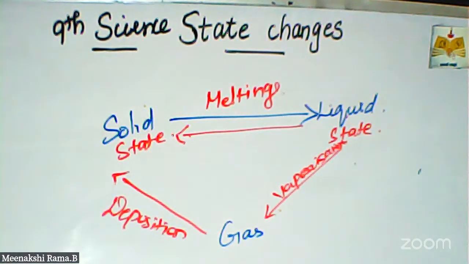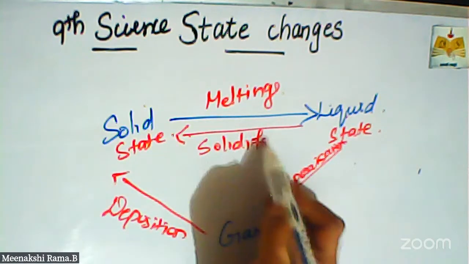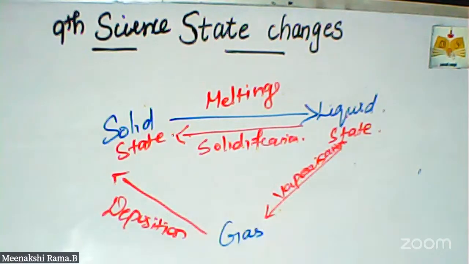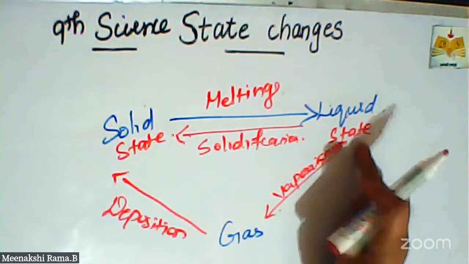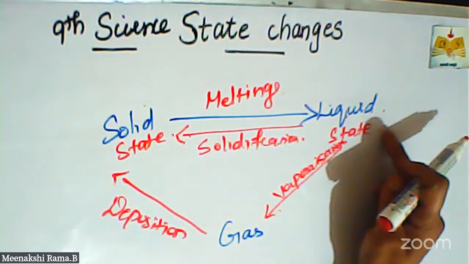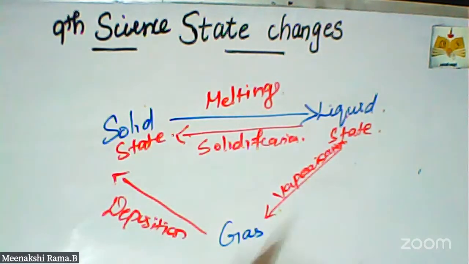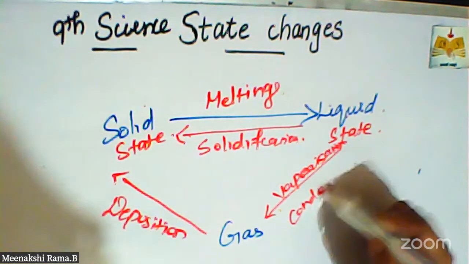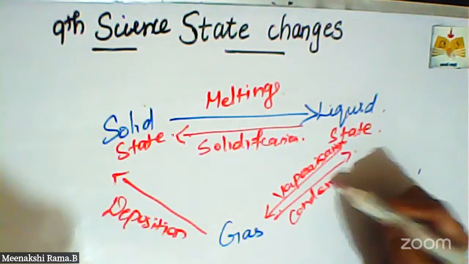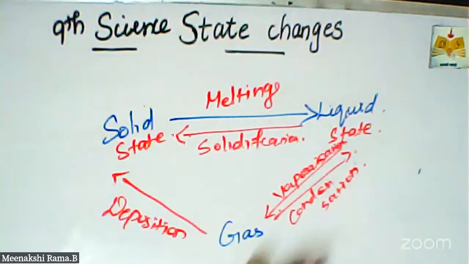That is called solidification. This concept is called solidification. And then the gas is changed into liquid state. That is called condensation. Gas is changed into liquid. This process is called condensation. These three are reversible processes.